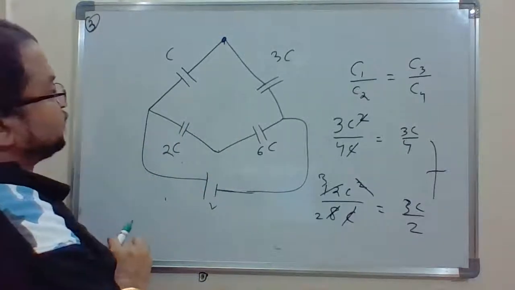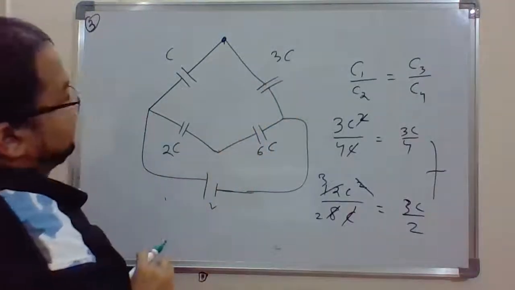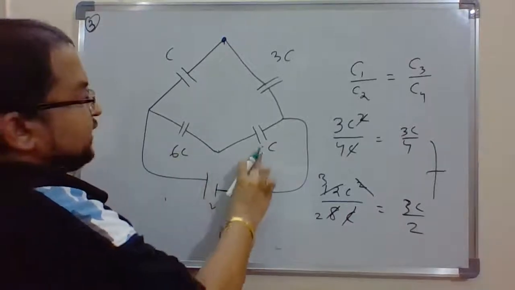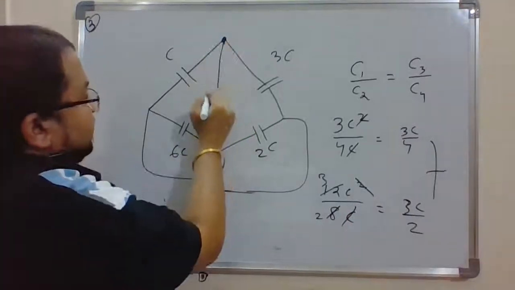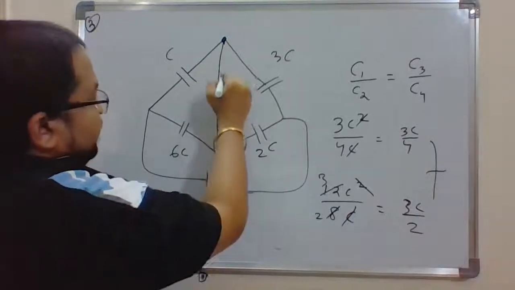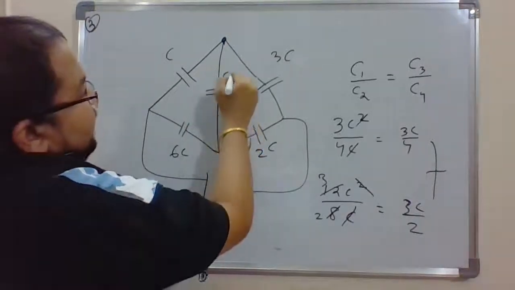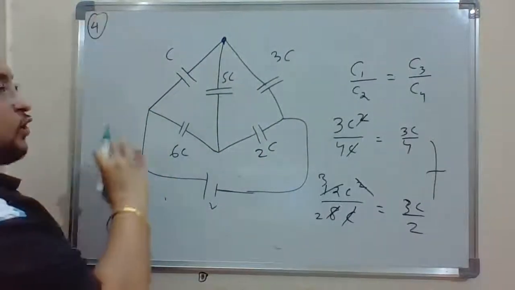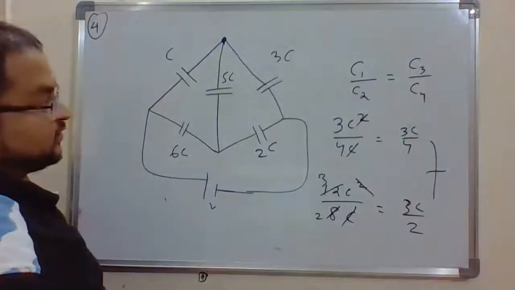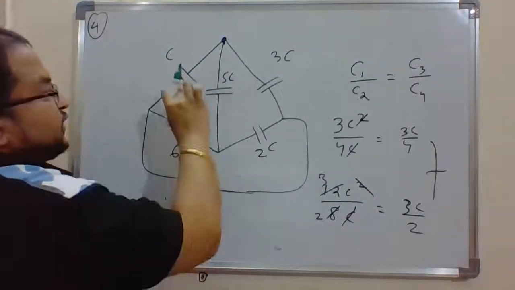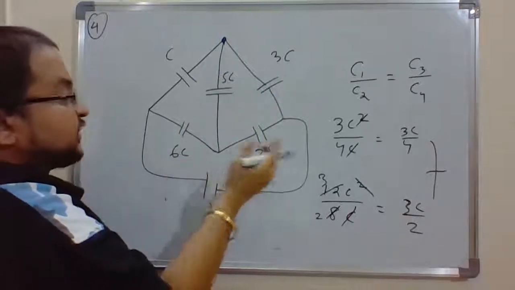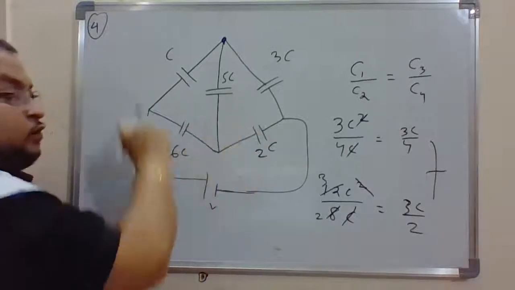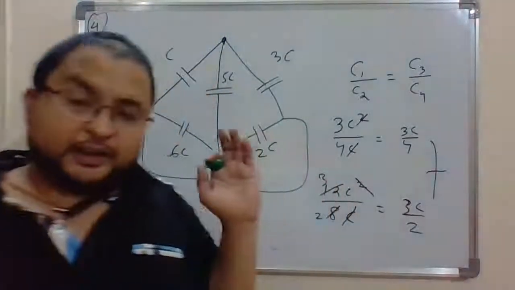However, suppose this is C, this is 3C, okay? And suppose this one is 6C and this one is 2C, and this capacitance is suppose 5C. In such a case, this will be our practice problem number 4, which we will see at length in our next class. Here, if you see, this by this is not equal to this by this. It's in the reverse ratio, okay? So we will see how we will solve this and some more electrical circuits in the next class.